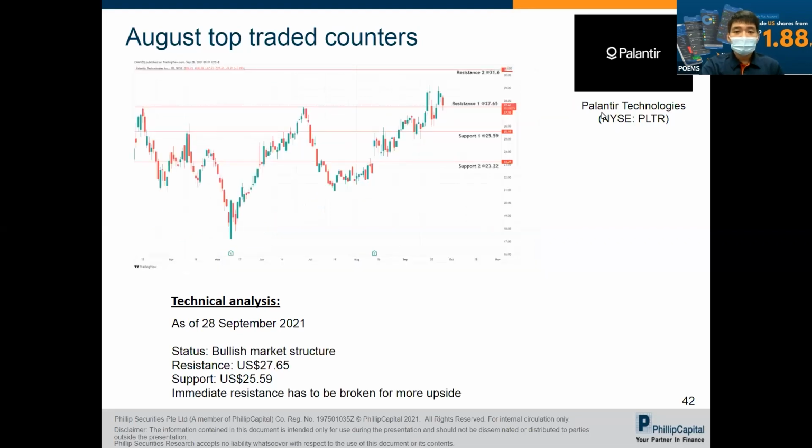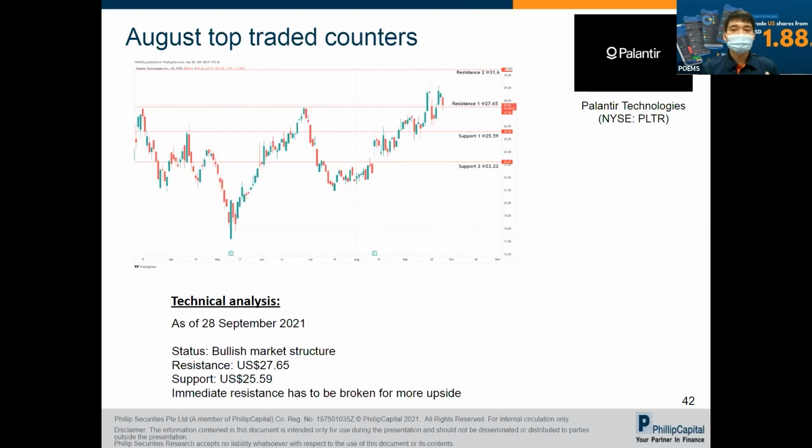This is for AMD. Next, the last counter we will be talking about is Palantir. Palantir is a data analytics company, and as the saying goes, data is the new oil. Especially moving forward, when we have more devices like Internet of Things products, they will generate much more data, and this kind of company will help to process them to draw insights. The revenue for them grew by 49% year on year.